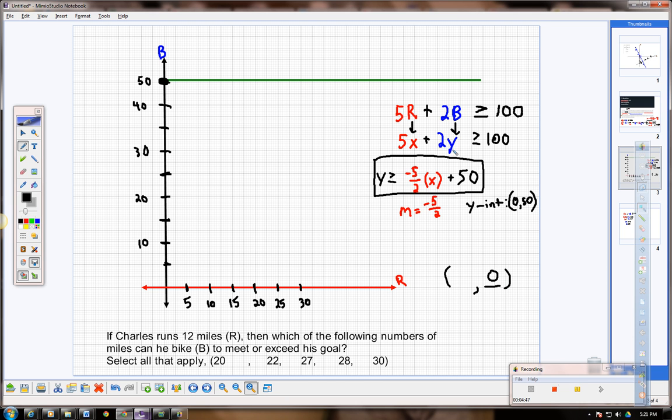And I could determine what x value is going to give me a 0 for y. If you do that, it's easier just to plug it back into the inequality, plugging a 0 in for b. So 5r plus 0 is greater than or equal to 100. In this case, we're just trying to find the intercept, so I could change that to an equal sign. 5r equals 100. What does that value need to be? You're going to get that the value is 20, and that is the x-intercept there.